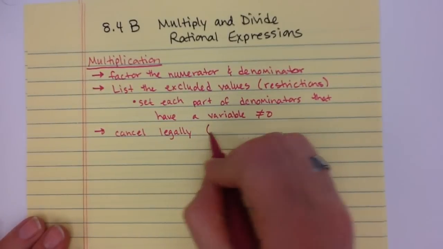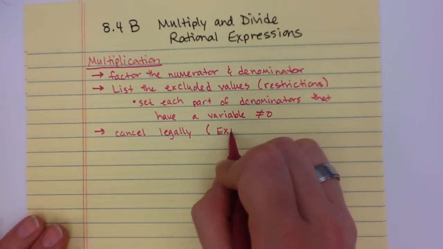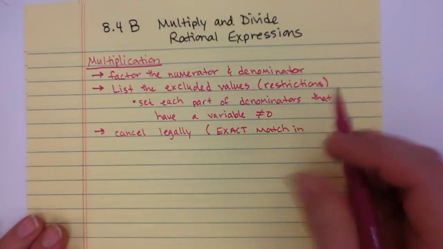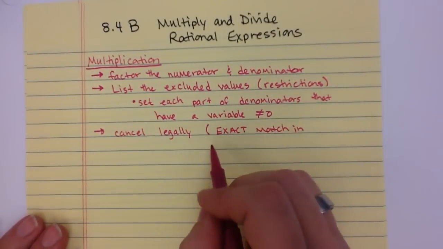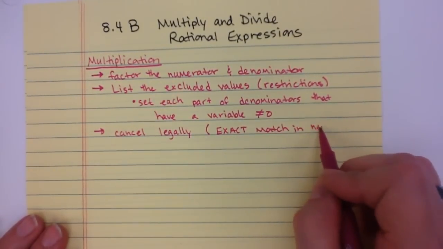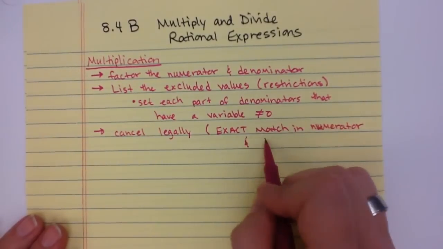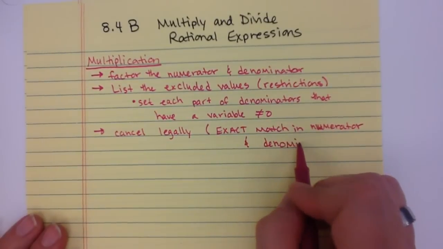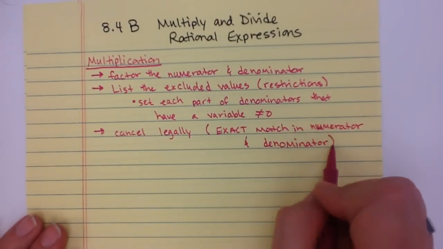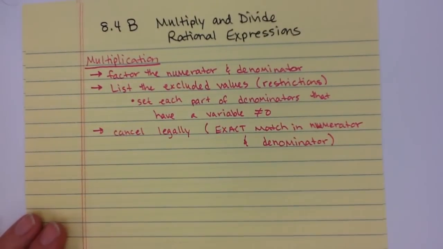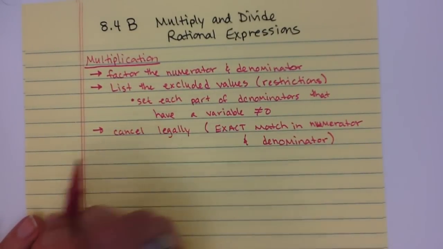So we cancel legally. That means you have to have an exact match with 1 in the numerator and 1 in the denominator. And it doesn't matter if it's in the left numerator and the right denominator, or the left and the left, or the right and the right. As long as one's in the numerator, one's in the denominator, you can cancel.